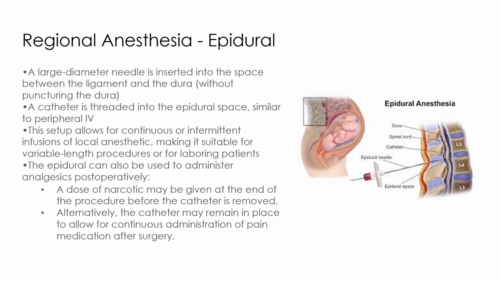This setup allows for continuous or intermittent infusions of local anesthetic, making it suitable for variable length procedures or for laboring patients. The epidural can also be used to administer analgesics postoperatively. For example, a dose of narcotic may be given at the end of the procedure before the catheter is removed. Alternatively, the catheter may remain in place to allow for continuous administration of pain medication after surgery.